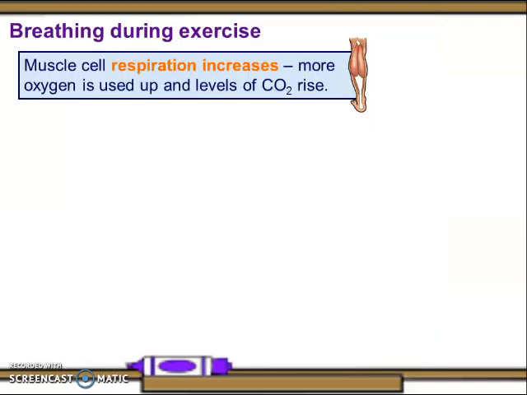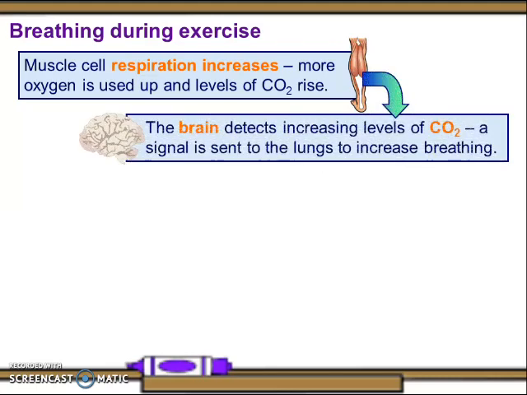Breathing during exercise. Muscle cell respiration increases, which means more oxygen is used up and levels of carbon dioxide rise. The brain detects increasing levels of carbon dioxide. A signal is sent to the lungs to increase breathing. The human brain regulates the breathing rate of the person through a breathing center located in the medulla oblongata.